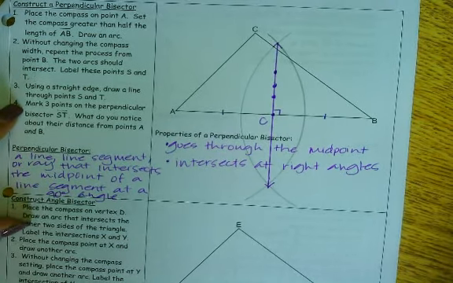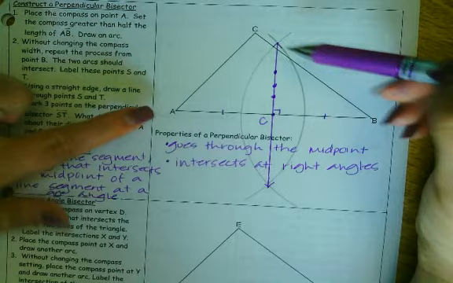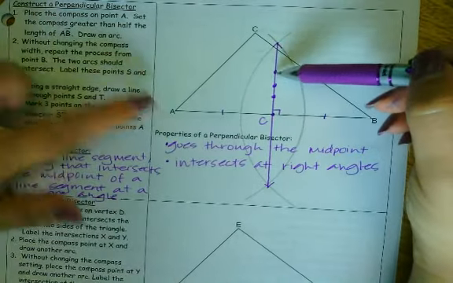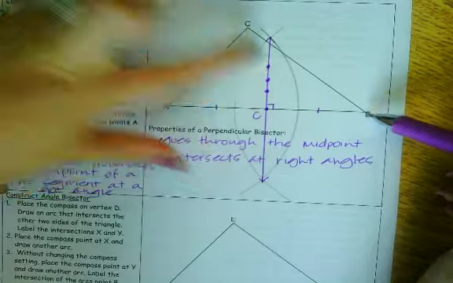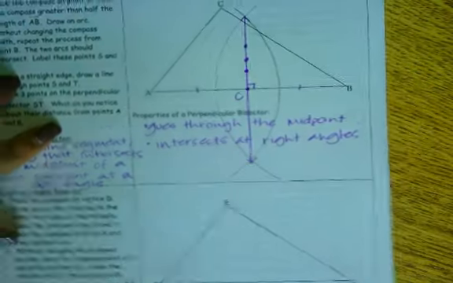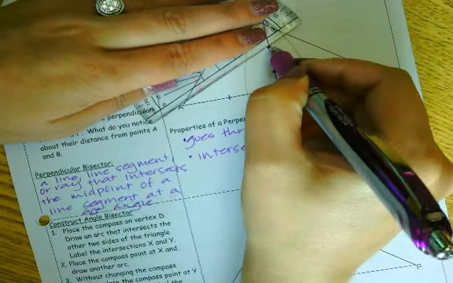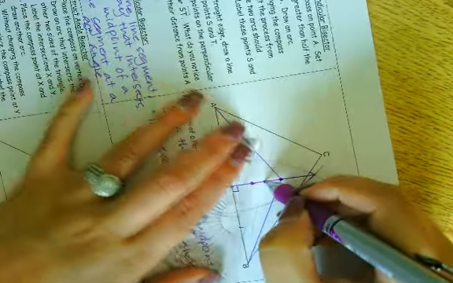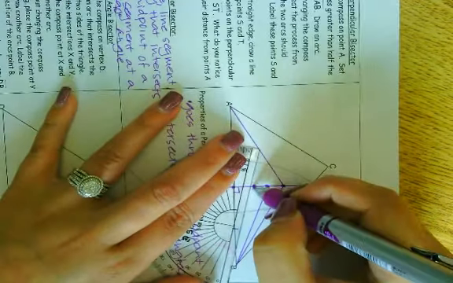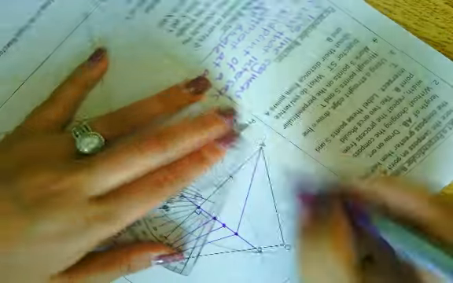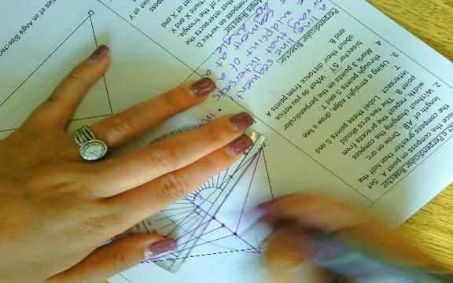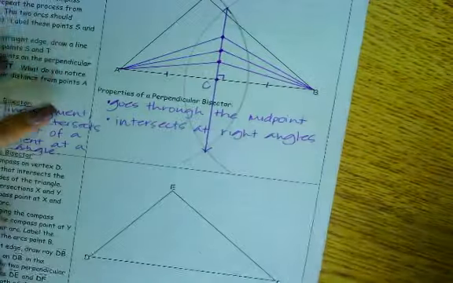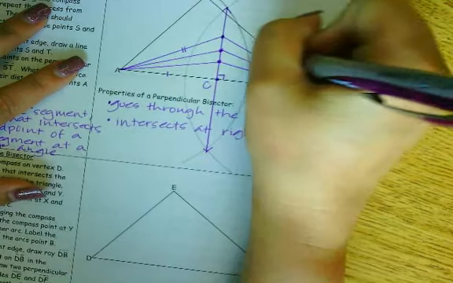Okay? With your compass, see what you notice about their distance from point A and point B. So measure those distances from point A to the point on our bisector and then from point B. What do you notice? They're congruent, right? So this one would be congruent to this one and so forth.